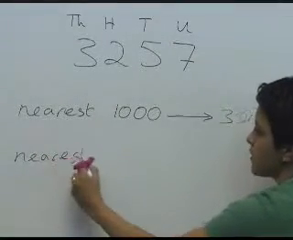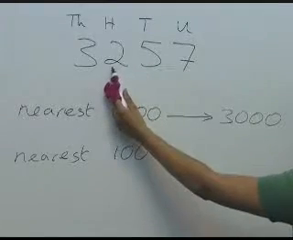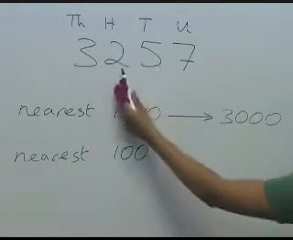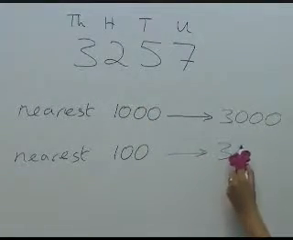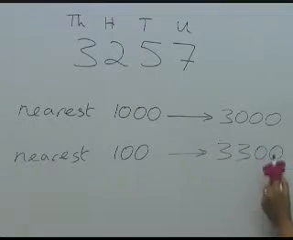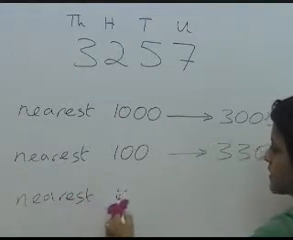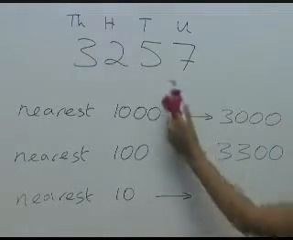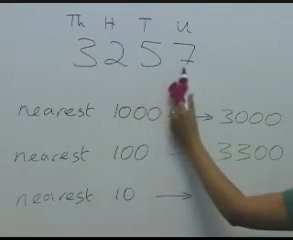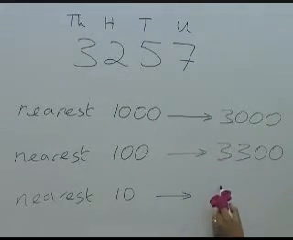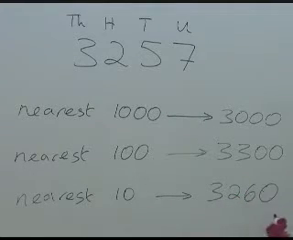Rounding to the nearest 100, we look at the next column along, so 257, is that nearer to 200 or 300? It's nearer to 300, so we get 3,300. And finally, rounding to the nearest 10, we look at the 57 and we ask ourselves about the 7, so is 57 nearer to 50 or 60? So our answer is going to be 3,260.